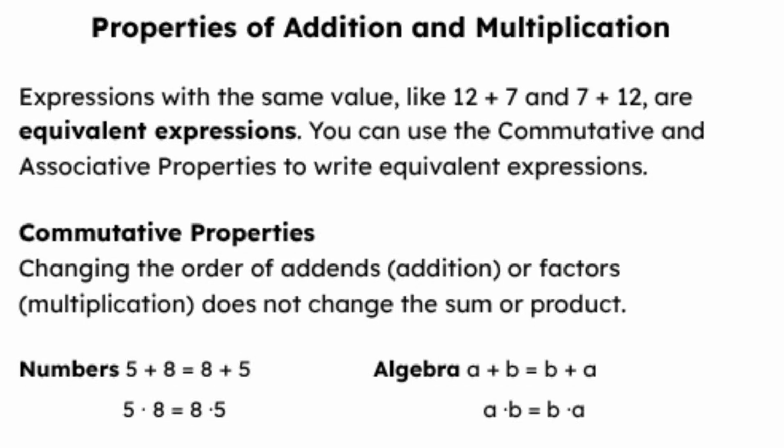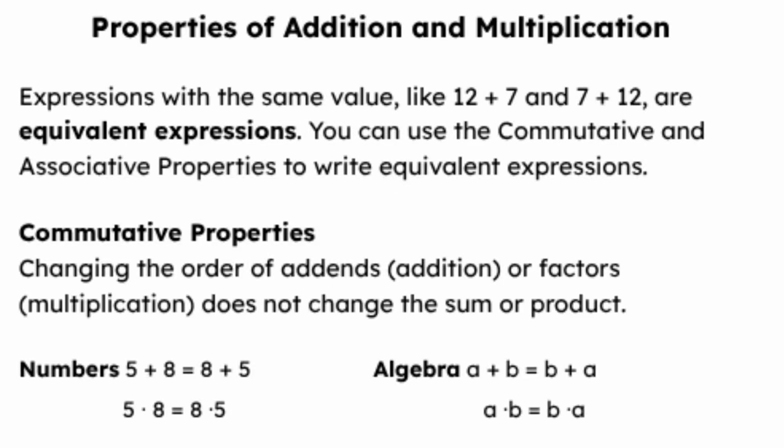Okay, so we have some properties of addition and multiplication that you should have learned in elementary school that we're going to review because we can use them for any number, which means we can use them for variables. Expressions with the same value, like 12 plus 7 and 7 plus 12, both equal 19. Those are called equivalent expressions. We can use the commutative and associative properties to write equivalent expressions.